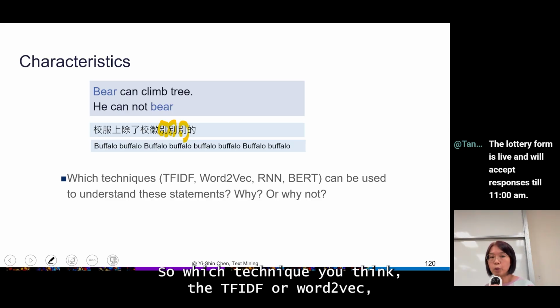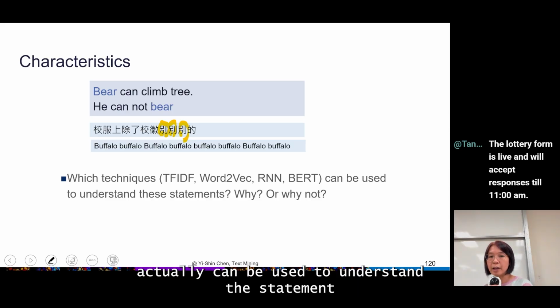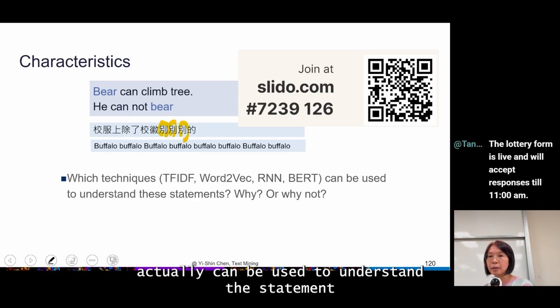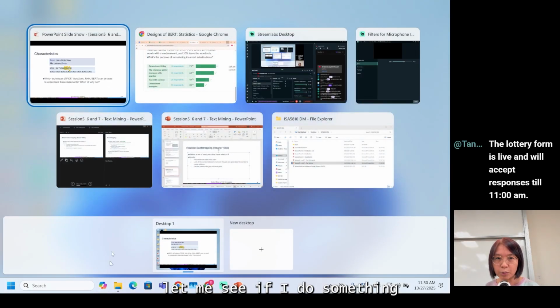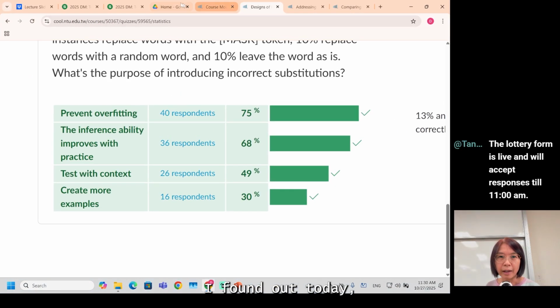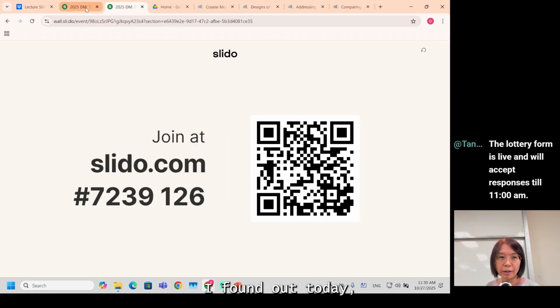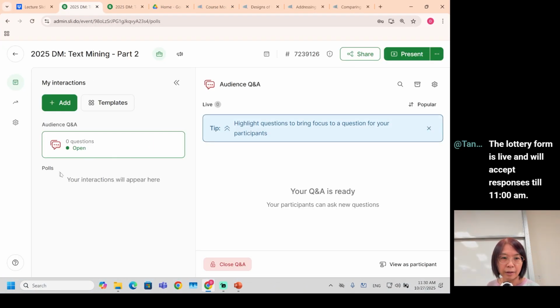So which technique do you think, TF-IDF or word2vec, can be used to understand this statement? Wait, let me see if I did something correctly. I found out today I did not do that correctly, sorry.